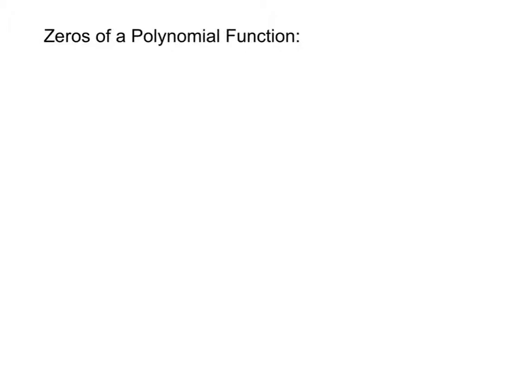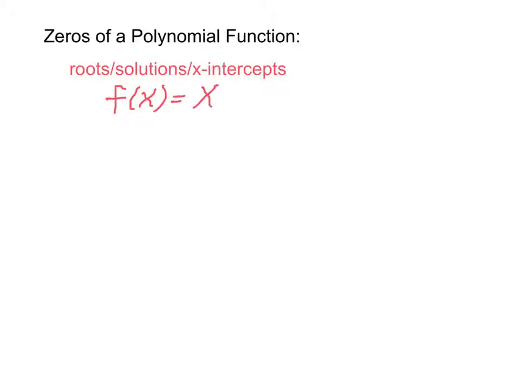So now we'll talk about finding the zeros of a polynomial function. So these can be referred to by any of the following as either the roots, the solutions, or the x-intercepts. All right, so let's look at an example here and see what we can come up with. So let's say we've got f of x is equal to x cubed plus 3x squared minus x minus 3.